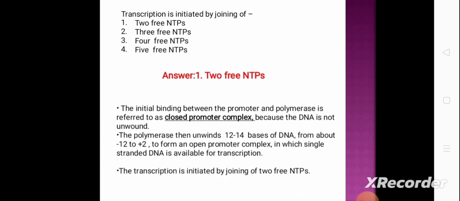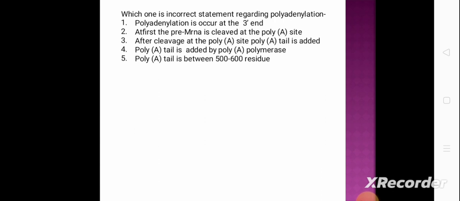The initial binding between the promoter and the polymerase is referred to as the closed promoter complex because the DNA is not unwound. The polymerase then unwinds 12 to 14 bases of DNA, from about -12 to +2, to form an open promoter complex in which single-stranded DNA is available for transcription. So transcription is initiated by joining of 2 free nucleotide triphosphates.